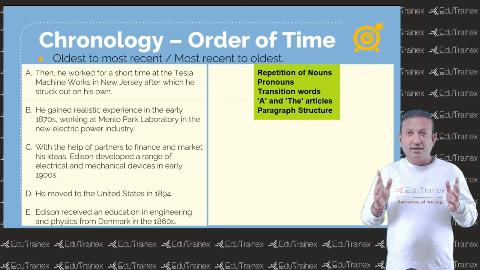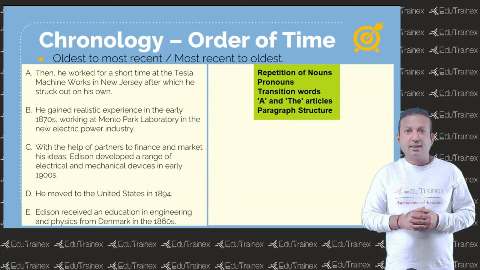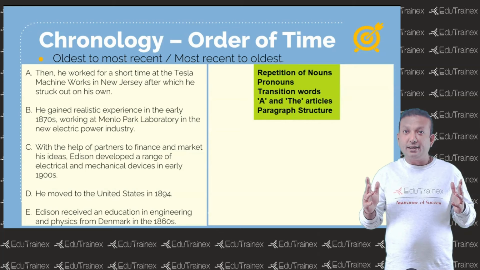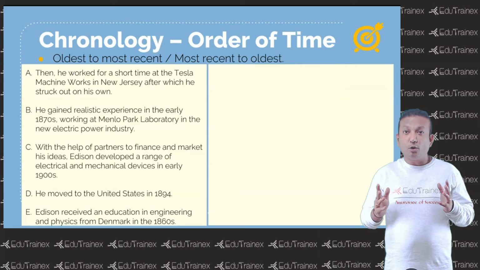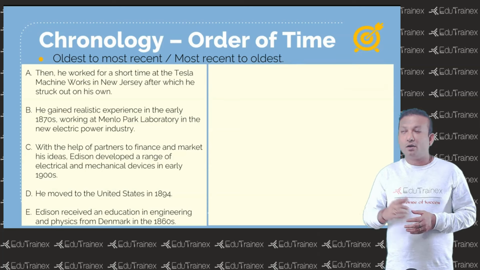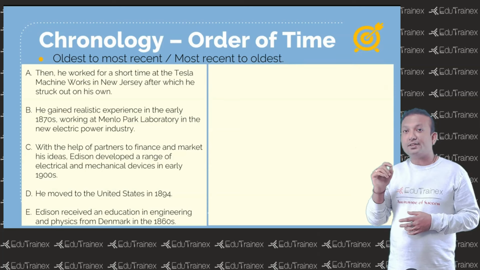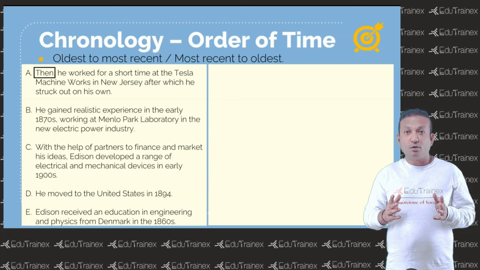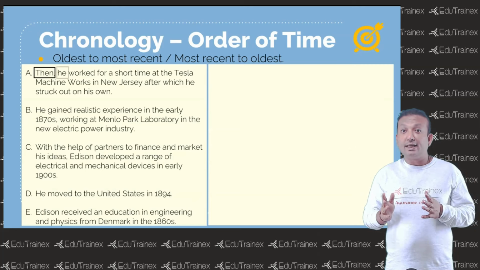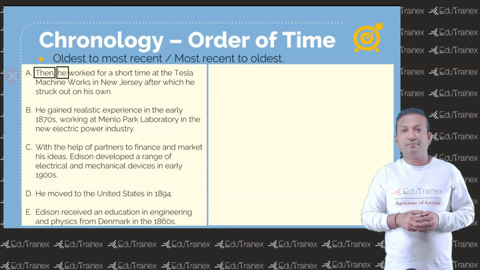So step 1 is finding the independent sentence. Eliminate the ones which can't be an independent sentence or a topic sentence. Let's examine the options one by one. Option A starts with a transition word, then, so it can't be independent. Also, it uses a pronoun, then he worked for a short time. So let's cross this one out.